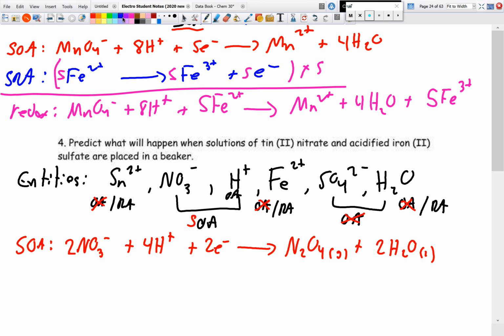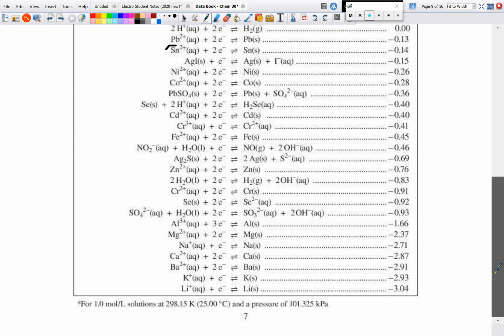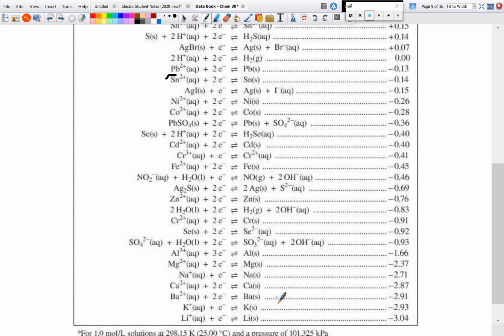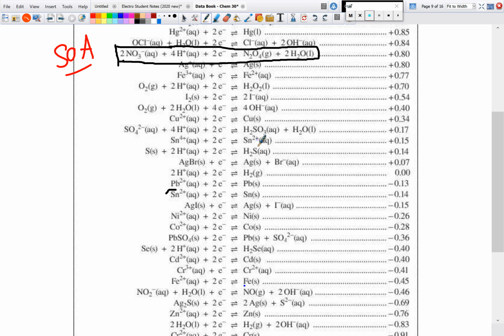Now, as for our strongest reducing agent, we do have possibilities of tin 2 plus, iron 2 plus, and or water. So same thing, normally it's good habit to start down at the bottom right and start working your way up through and see which ones you come across first. So you will notice iron shows up here, but this is iron solid, not iron 2 plus. So you're going to have to keep looking, right? So you go up through and then the first one that you see is the tin 2 plus.